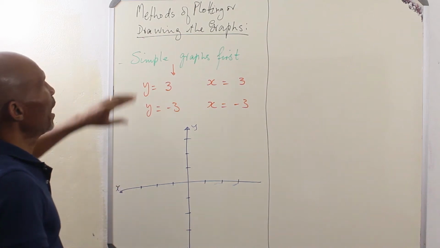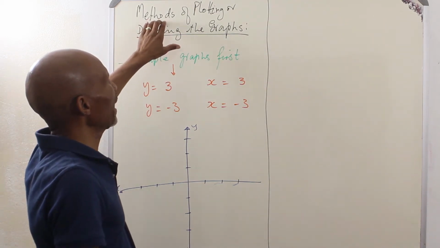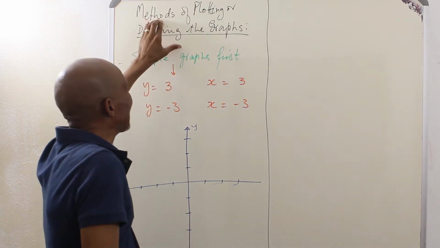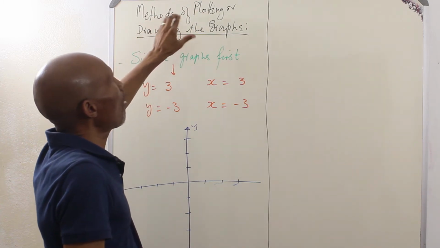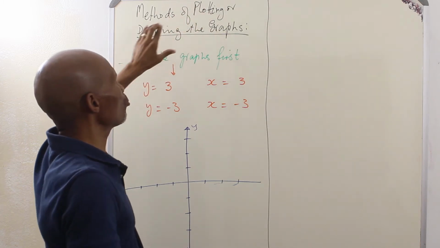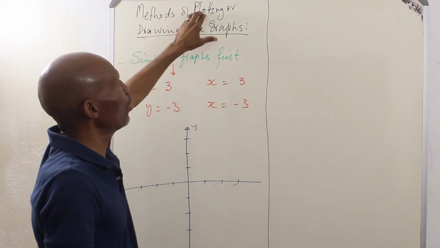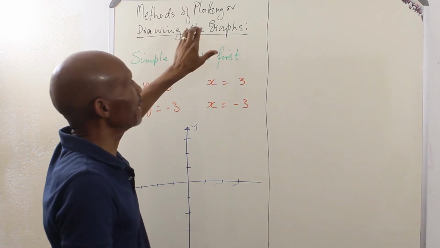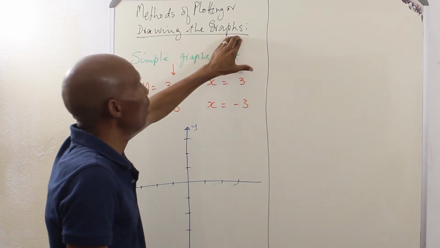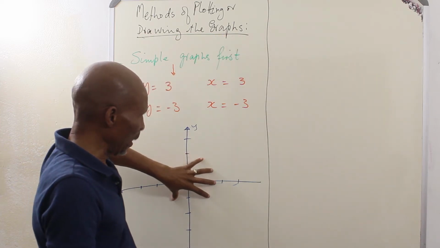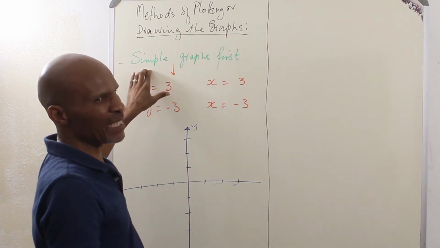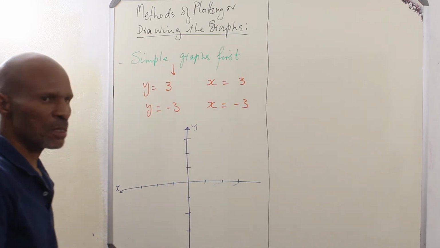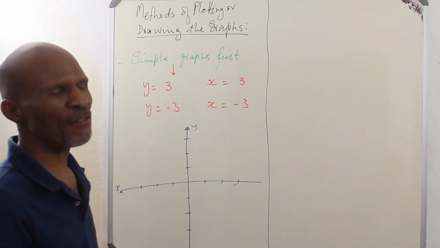Right. Now sengifuna sibheke the methods of plotting. Indlela, methods of plotting. To plot is to draw. Draw what? A graph or the graphs in a Cartesian plane. But I want us to start with simple graphs first. Ngifuna siqale ngama-graph alula.